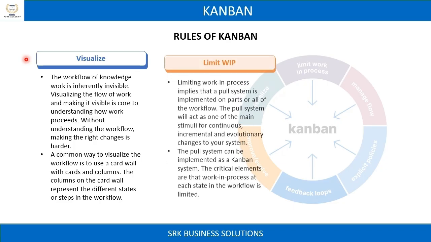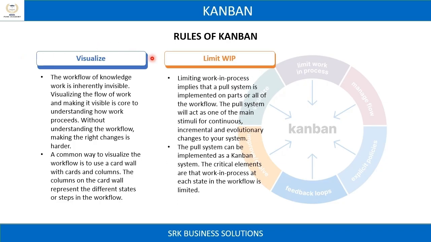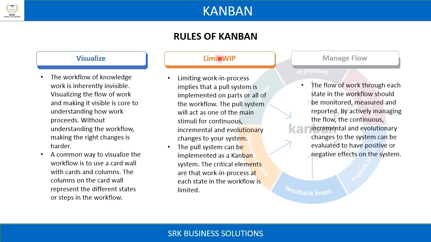Second is limit WIP. Limiting work in process implies that a pull system is implemented on parts or all of the workflow. The pull system will act as one of the main stimuli for continuous, incremental and evolutionary changes to your system. Third is manage flow. The flow of work through each state in the workflow should be monitored, measured and reported. By actively managing the flow, we are able to identify and eliminate bottlenecks.